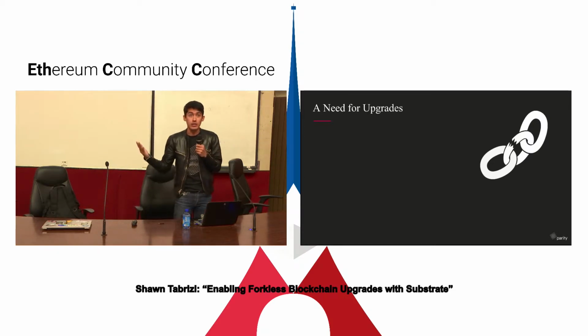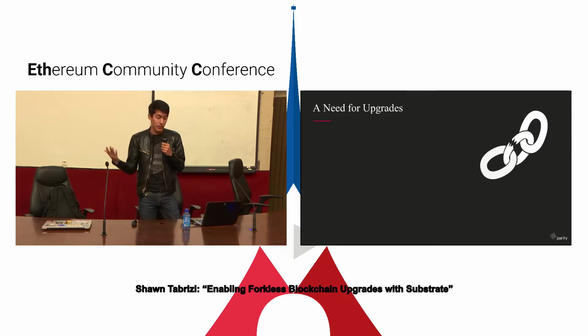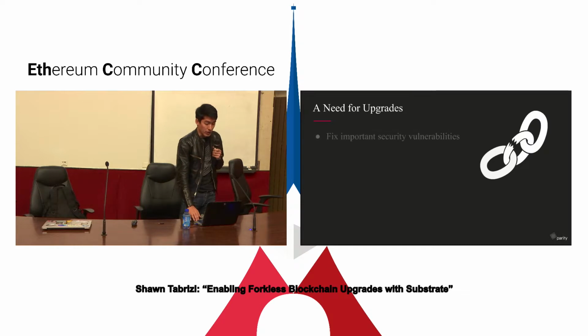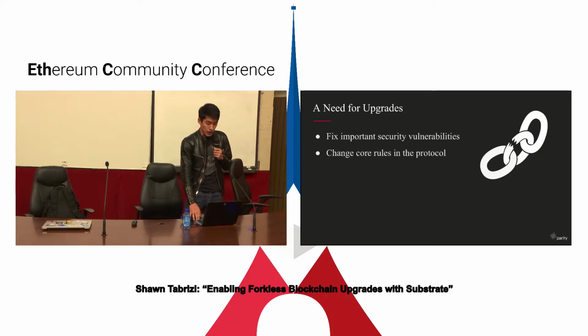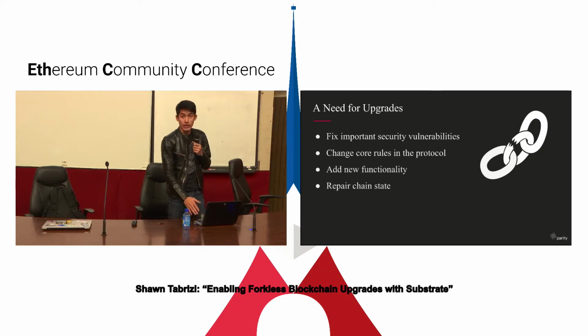As time and technology develops, you want to also be able to iterate your blockchain and make it usable for the modern day. So things you might want to upgrade in the future are things like important security vulnerabilities, changes to rules or the protocol. You can add new functionality, or you can even repair the chain state.